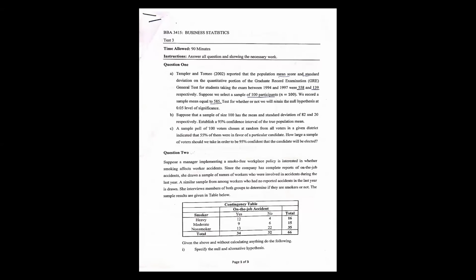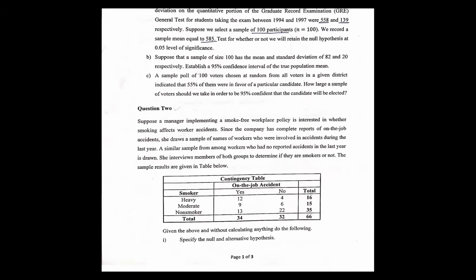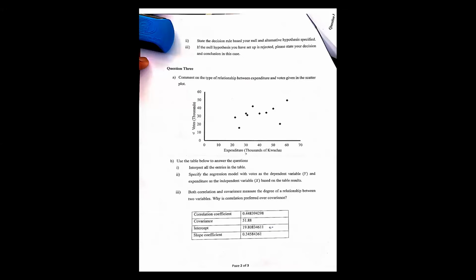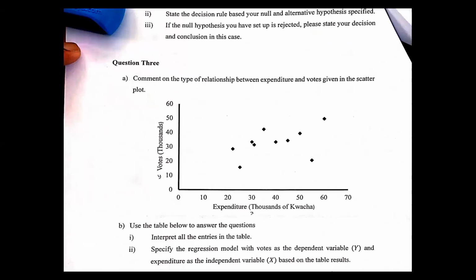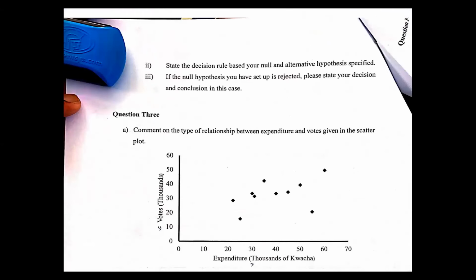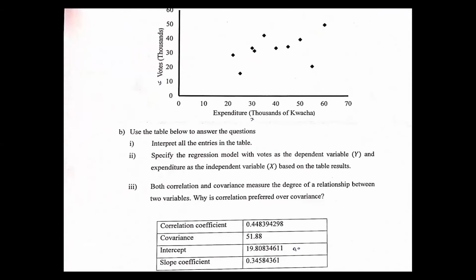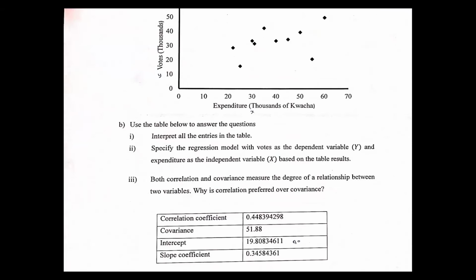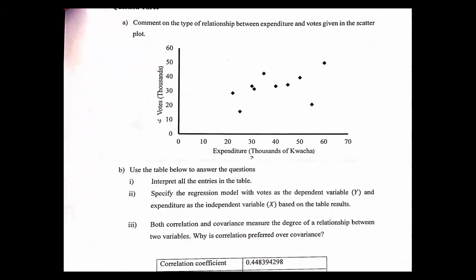Then you can do this. We have the scatter plot here. What are they saying? Can you interpret the entries? Obviously, we know the relationship is positive, isn't it? You can specify the regression line here, and this is very easy. You already know it.